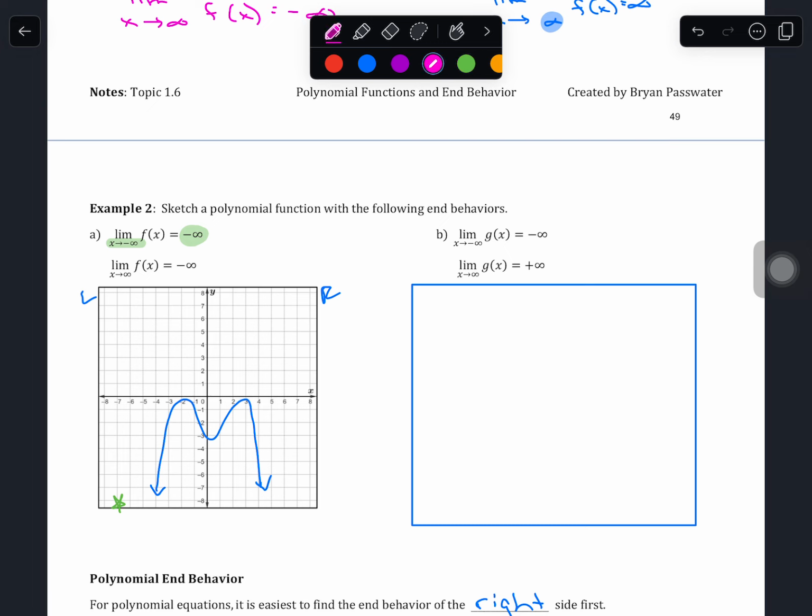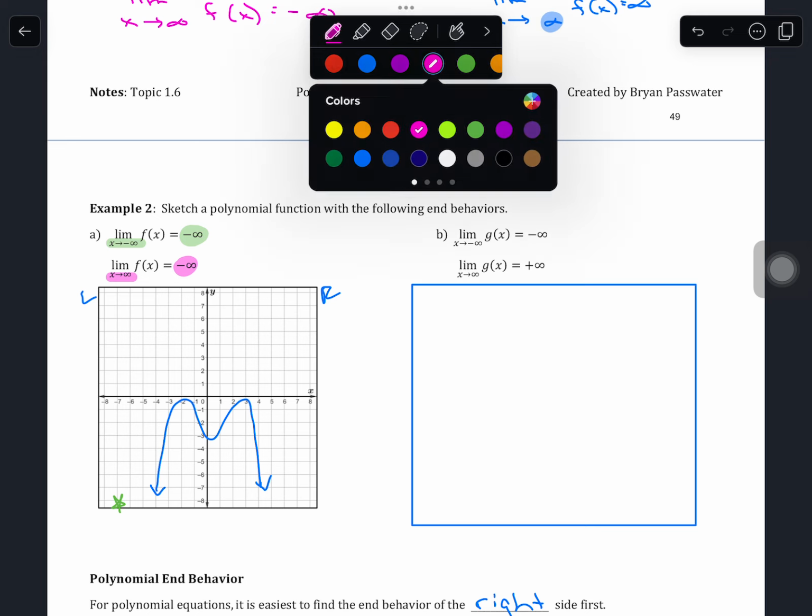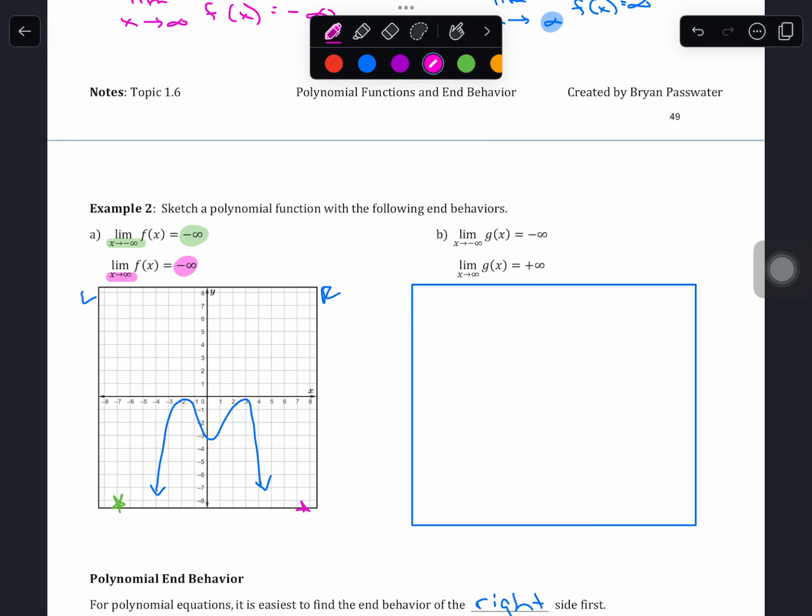I do it all the time. Then I'm going to go ahead and read my other limit statement, and this is my right end statement: as x approaches positive infinity or as x increases without bound, f of x is going to decrease without bound. So again, I would put a little star on my graph, and as long as your graph is going through those two stars, it's correct. Doesn't matter. So you could have had one as easy as a parabola upside down going like that.